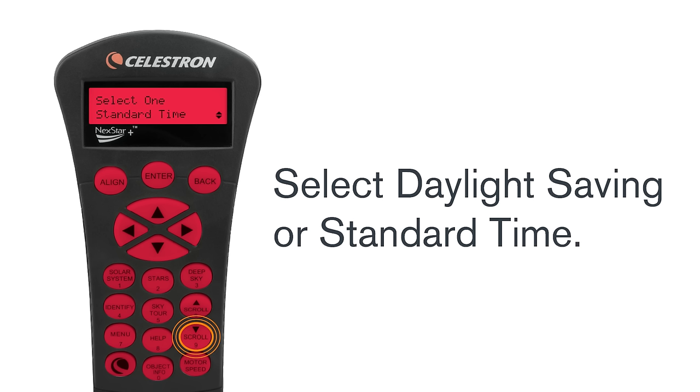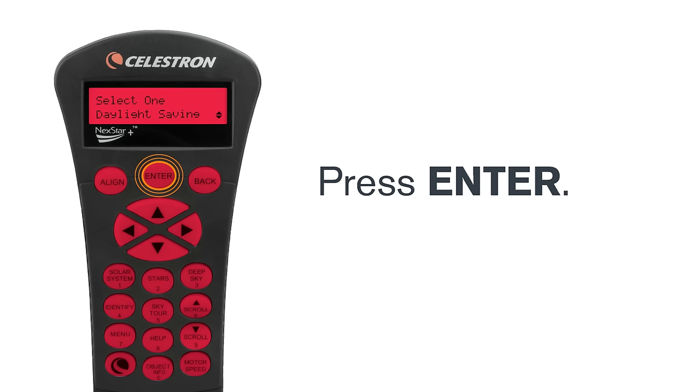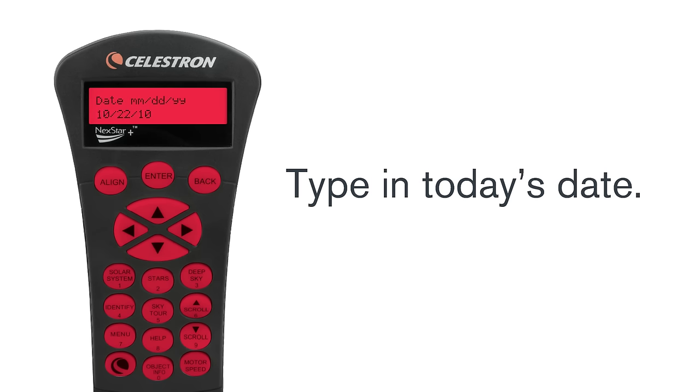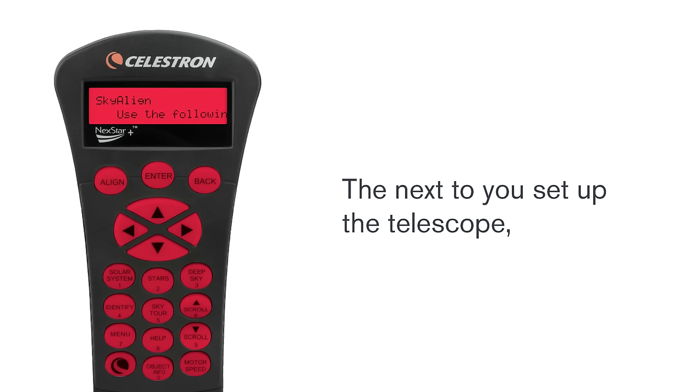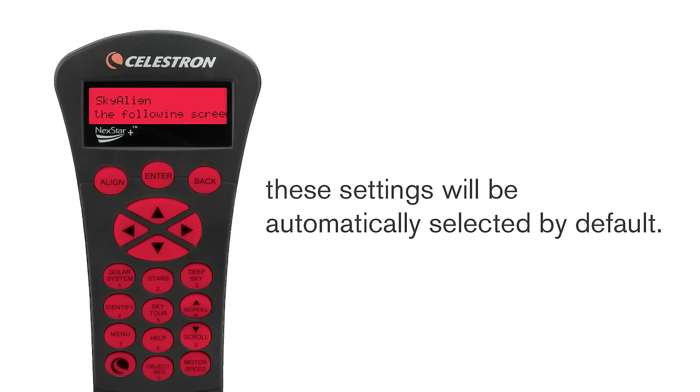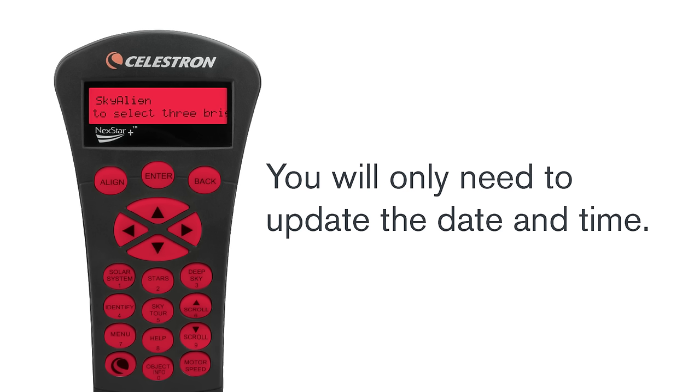Scroll up or down to choose between daylight saving time and standard time. Press enter. Last but not least, type in today's date and press enter. The hand control has now saved and stored your settings. The next time you set up the telescope, these settings will be automatically selected by default, making the alignment process much faster. You will only need to update the date and time.